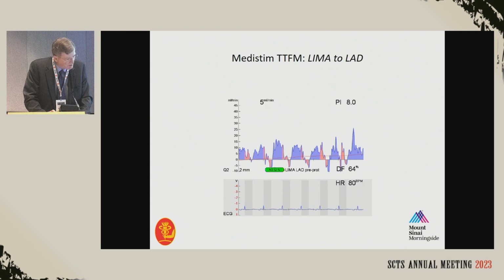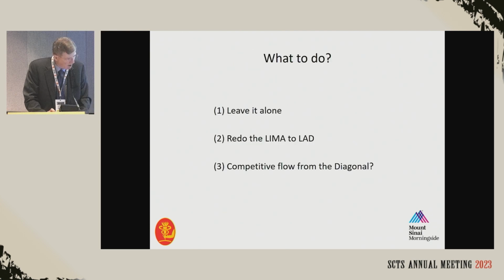And then here's the bad news. The LIMA to the LAD has a flow of 5, and the pulsatility index is 8. Now, you don't have to be a rocket scientist to understand that the flow should exceed the pulsatility index. And when that ratio is inverted, you've got a problem. You can't talk yourself into believing that one's okay. All right, there's something wrong.